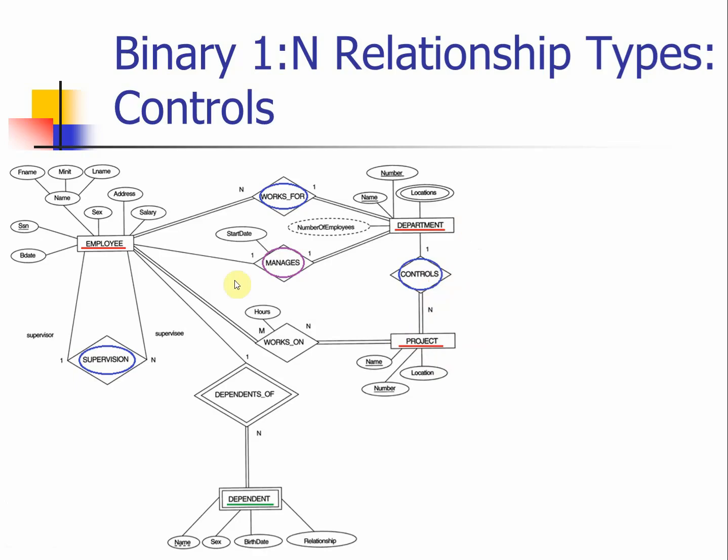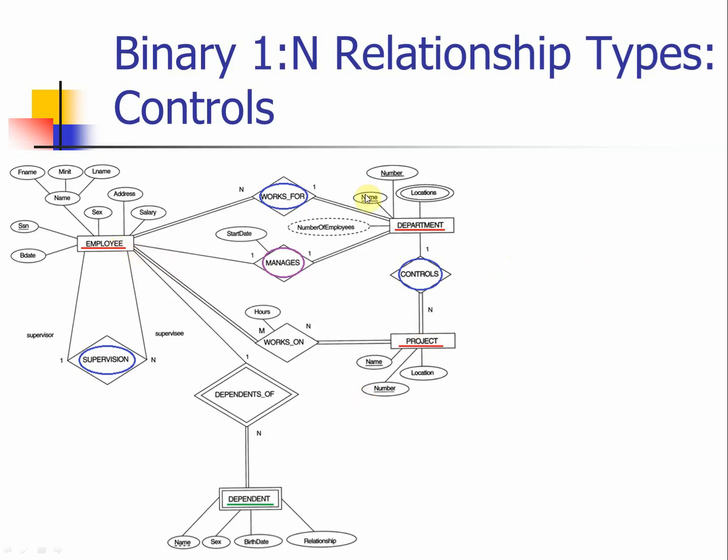Because if we take this "controls" as an attribute over here, indicating every department has several projects that you need to work on, you are supposed to put multiple values in the project. And as we said, for first normal form, we cannot do that. Every variable holds only one data. That's why it has to go to the n side.